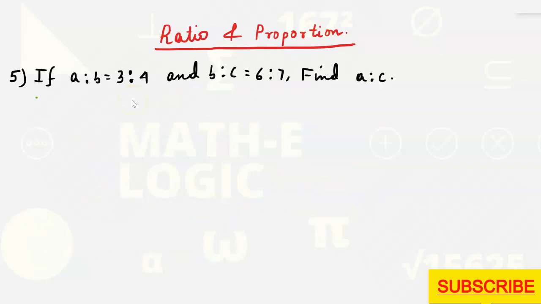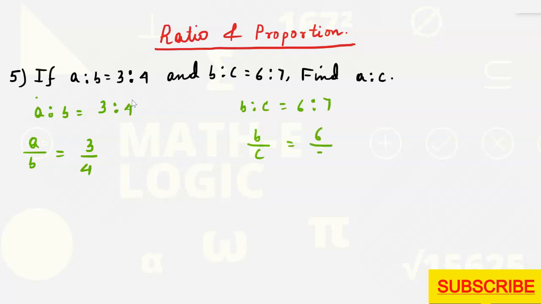And the very last question is, if a is to b equals 3 is to 4 and b is to c equals 6 is to 7, then we have to find a is to c. So a by b equals 3 by 4 and b by c equals 6 by 7. So in the first case, b is 4. In the second case, b is 6. What can we do? We try to simplify them.